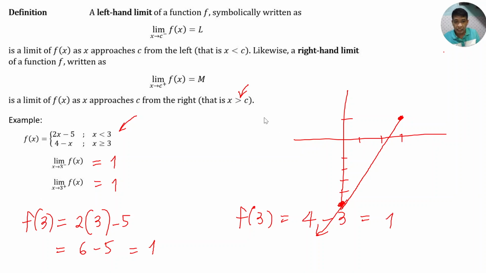By the way, dito sa portion na to, sa piece na yung 2x minus 5, hindi included yung 3. Pero, since parehas sila ng value at x is equal to 3, magkakaroon ulit tayo dito ng shaded portion. Kasi sinalo siya nung pangalawang piece na 4 minus x. So, ano naman tong 4 minus x? Ang slope niyan ay negative na mayroong y-intercept na 4. So, pag ganito siya.